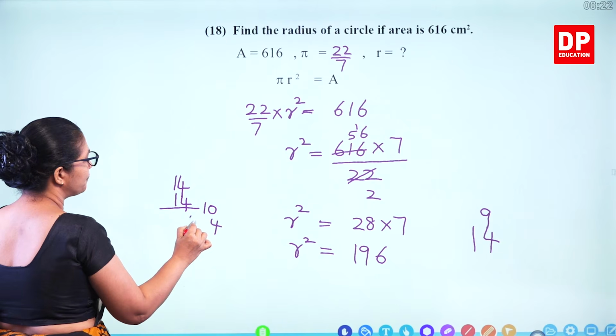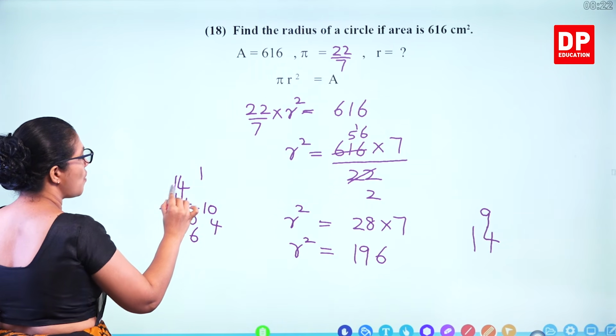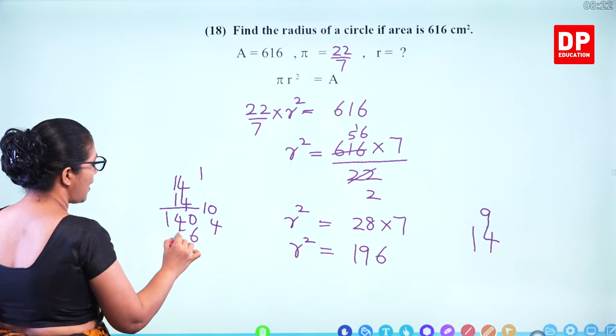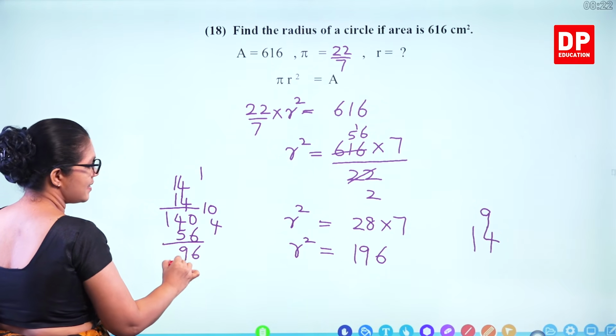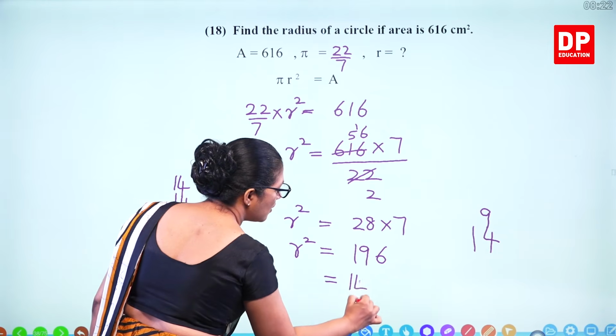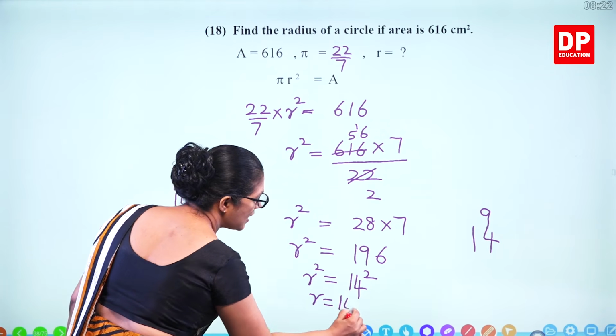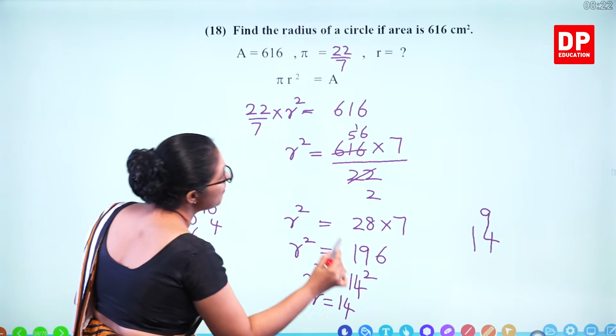10 and 4, 4, 1. 4 times 4, 16. And 4 times 1, 4 plus 1, 5. 196. So that means 14 squared. So you get r is 14 centimeters.